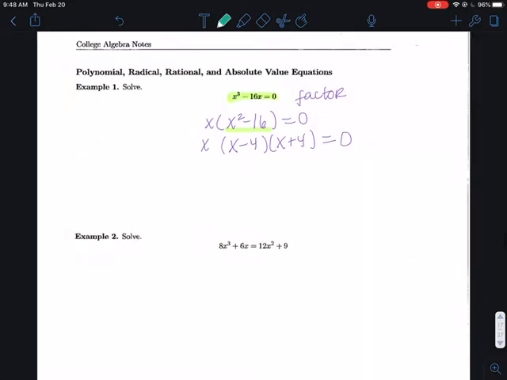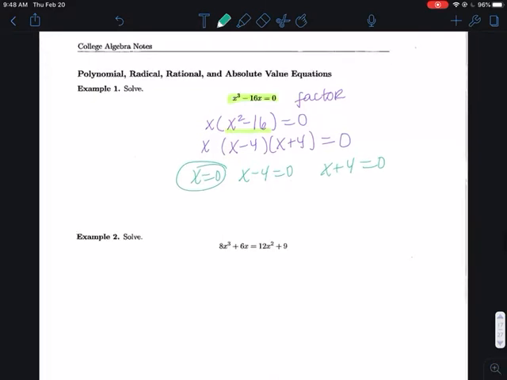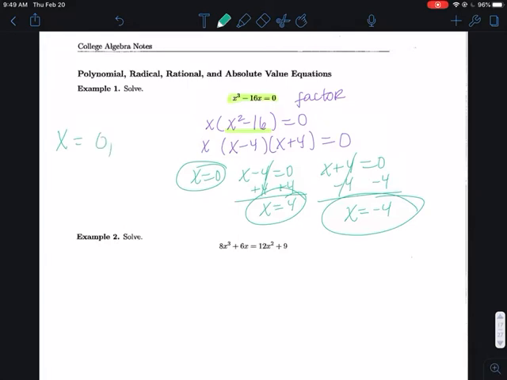So what I'm going to do now to get all 3 solutions, I'm going to set all 3 factors equal to 0. x equals 0, x minus 4 equals 0, and x plus 4 equals 0. And then you solve all 3. Well, the first one is already solved, so that's my first answer. Here, to get x by itself, I need to add 4 to both sides. So x equals positive 4. And here I'm going to subtract 4 from both sides, and I get x equals negative 4. So those are all 3 solutions to this equation. And in MyMathLab, you would just type it in a box separated by commas: 0, 4, negative 4.